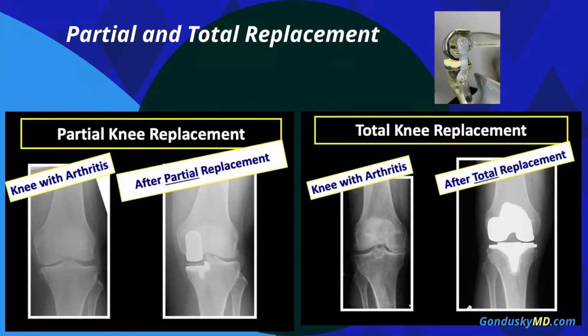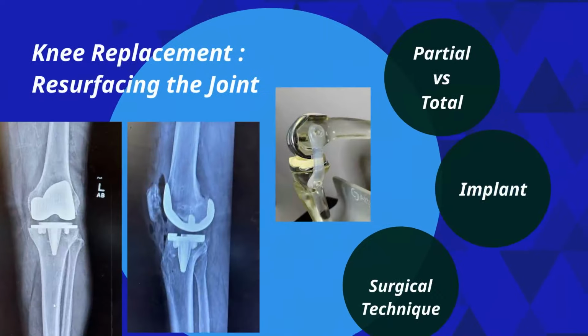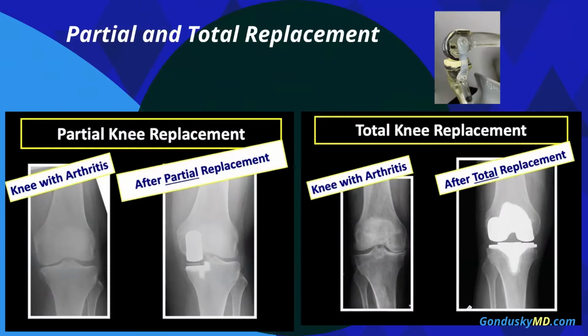Let's talk a little bit about the partial and total knee replacement. Here are some images of a partial knee replacement versus total. So if you have isolated arthritis on just one part of the knee, sometimes you can replace just that part of the knee. That's called a partial knee replacement, and that resurfaces just part of the knee joint, not the entire knee joint that you would do with a total knee replacement.